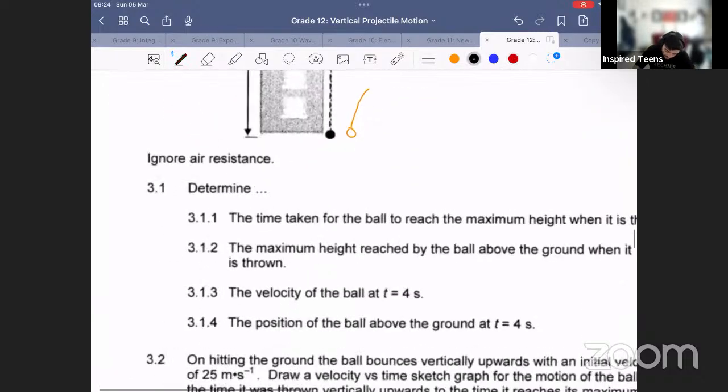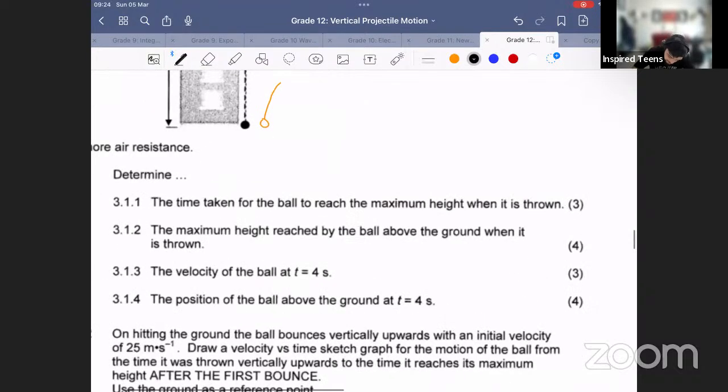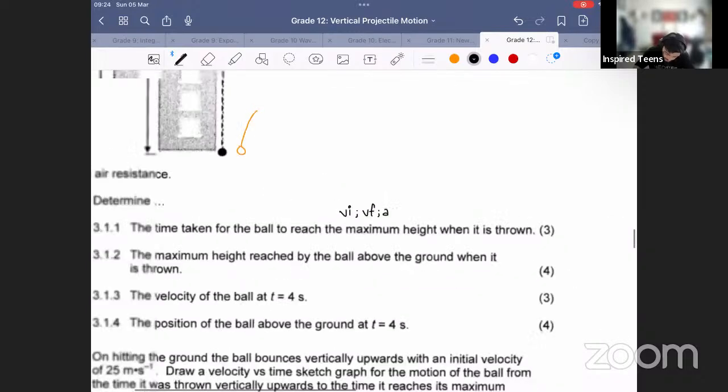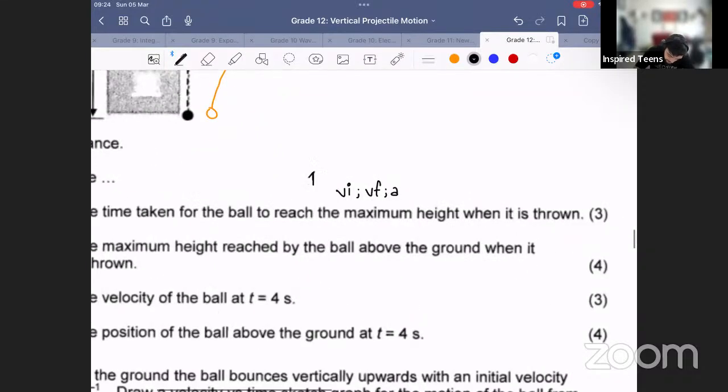So let's write down what we have. Same approach, even though this isn't an exam question. V initial, I know. V final, I know. Acceleration, I always know. I don't think I know anything else. I know that I'm taking up as positive. That's important.